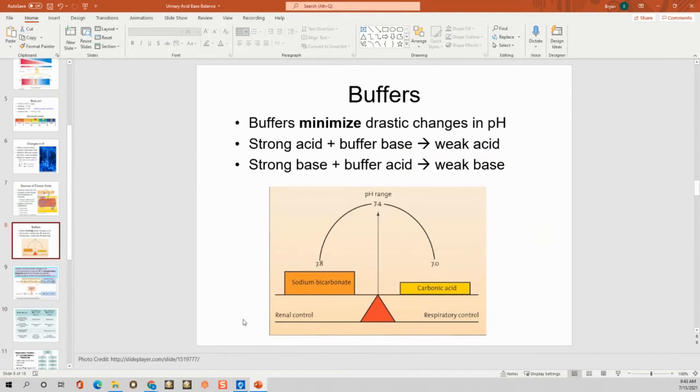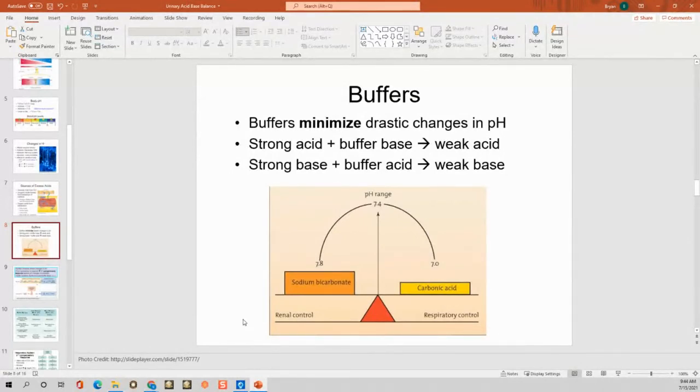What is a buffer? Too many people think that a buffer is bicarb. That's true and false. A buffer is defined as anything that is going to help to minimize drastic changes in pH. I know I just read a slide and I hate doing that, but that's such a clean definition of what a buffer is. A buffer is something that will minimize drastic changes in pH.